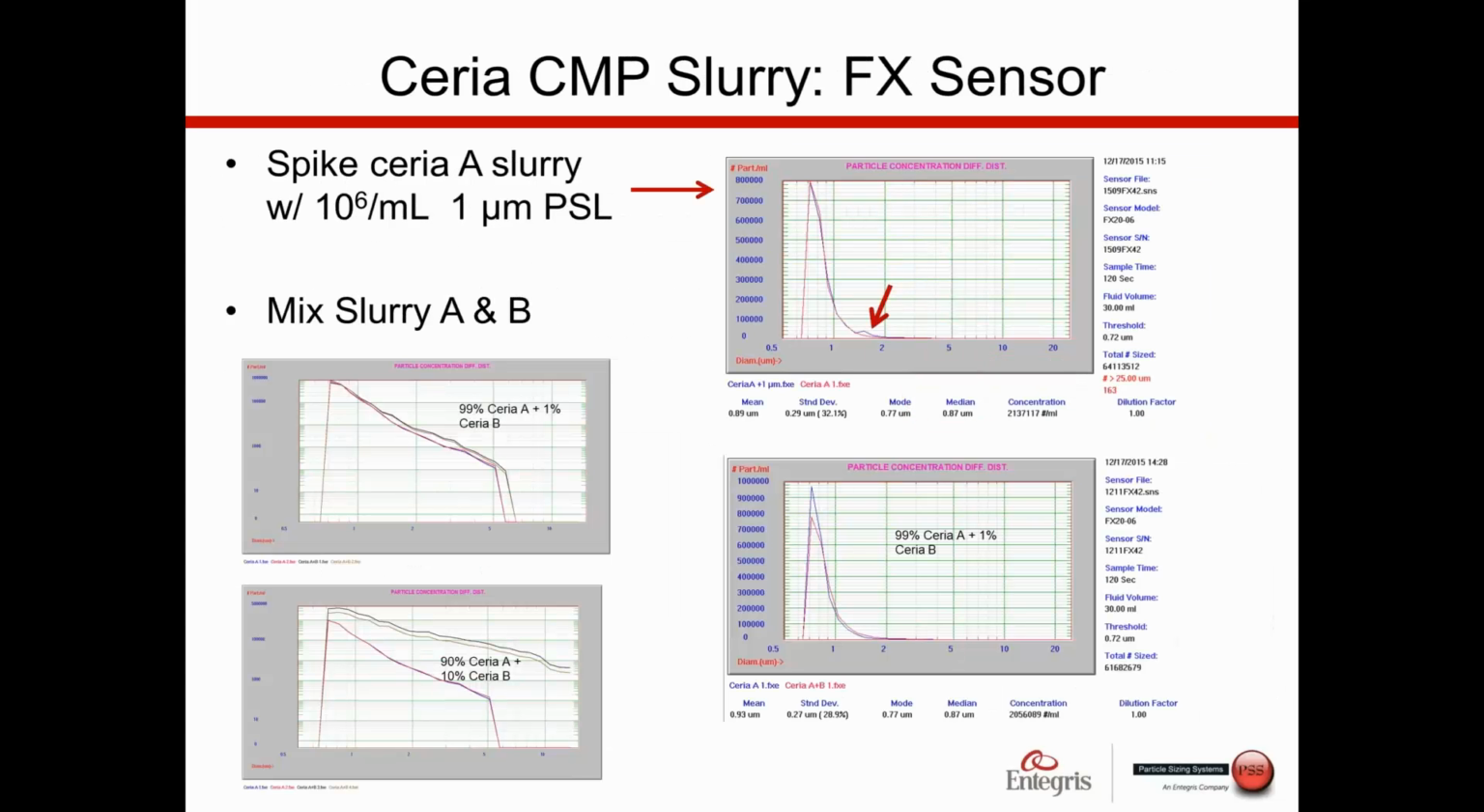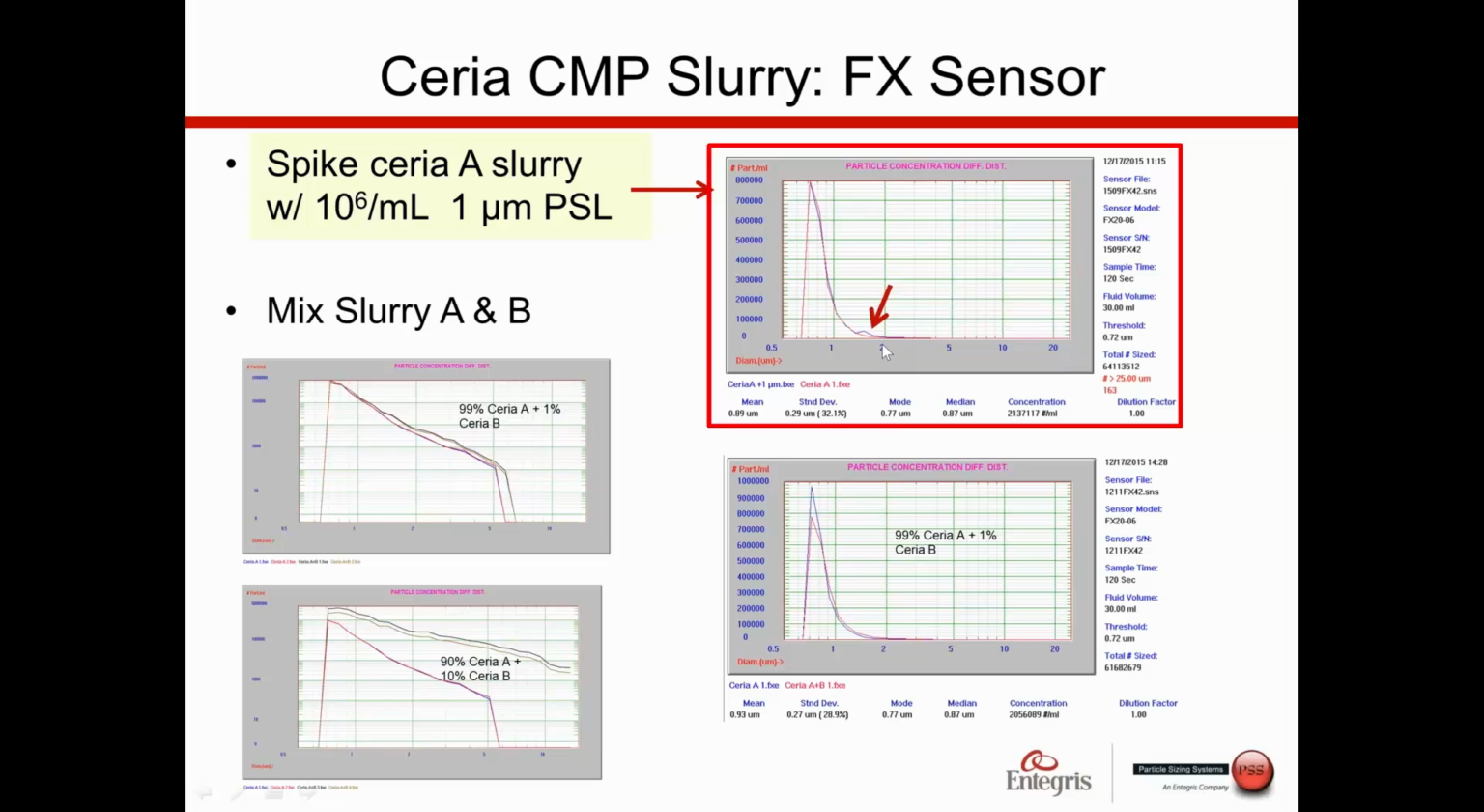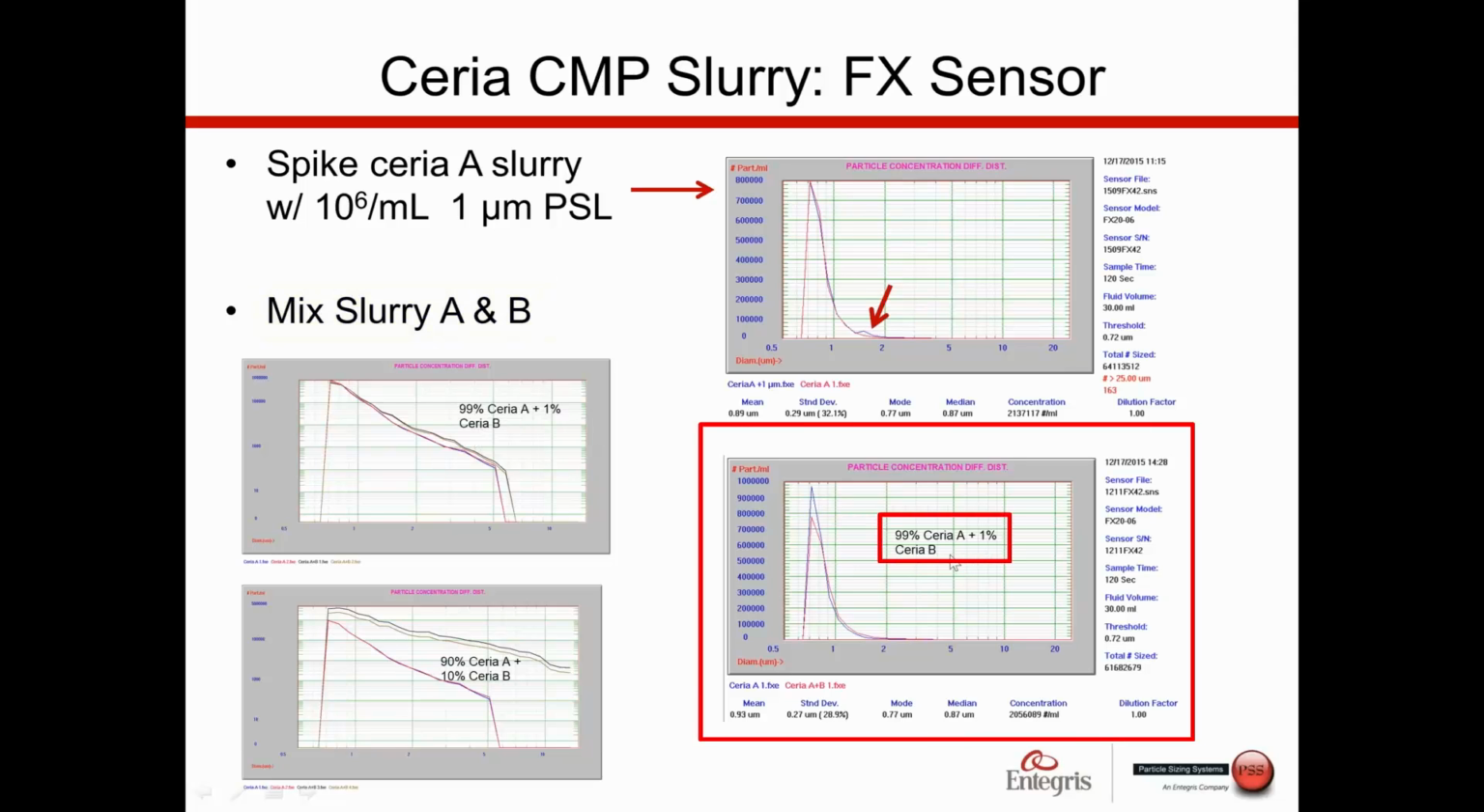The next examples we're going to look at are for CMP slurries, again using the FX sensor. So here we had 2 slurries, Slurry A and Slurry B. Slurry B had a few larger particles. The first result you see here is just taking Slurry A and spiking it with a 1 micron PSL spike, and you see it appears right here. Then what we started doing was mixing a small portion of Slurry B into Slurry A. What you see down below is we have the Slurry A plus 1% of Slurry B.